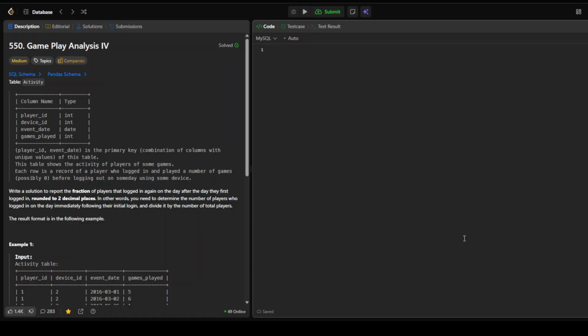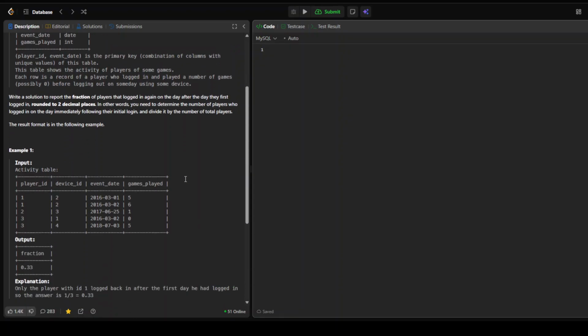Now we have been given a table called activity, which has 4 columns: player ID, device ID, event date and games played. Player ID and event date is the primary key combination of columns with unique values for this table. This table shows the activity of players of some games. Each row is a record of a player who logged in and played a number of games, possibly 0, before logging out on some day using some device.